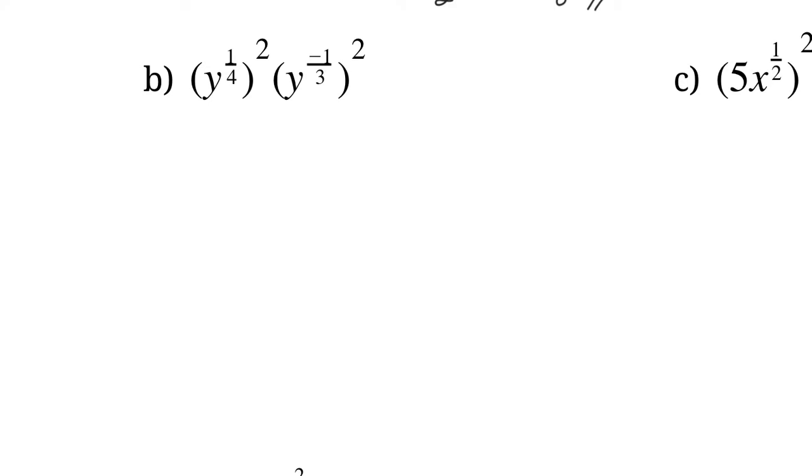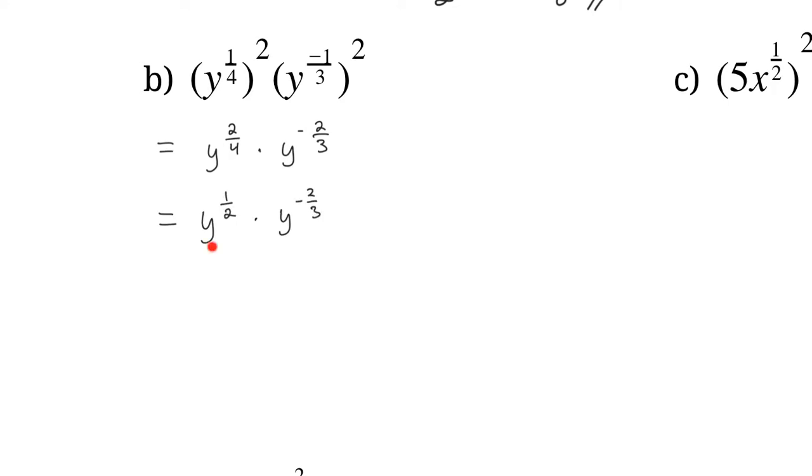So we're going to need to use our power of a power rule and multiply these exponents together. So this is going to be y to the power of 2 over 4 times y to the power of negative 2 over 3. And this exponent 2 over 4 can be simplified even further. That's just equivalent to 1 over 2. So I'm going to change that just to make it a little bit easier.